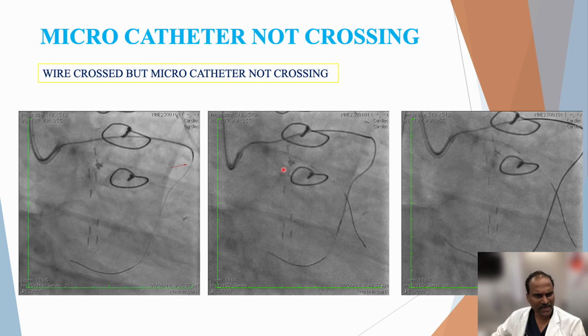And also we used an anchor balloon. You can see here we anchored in the OM branch to get through the septal collateral.